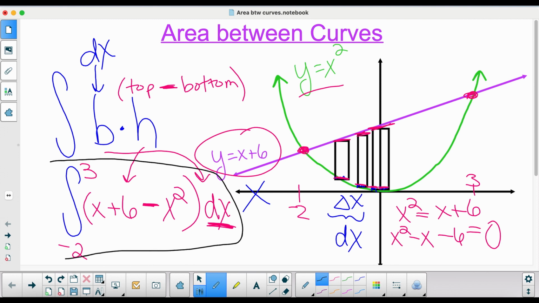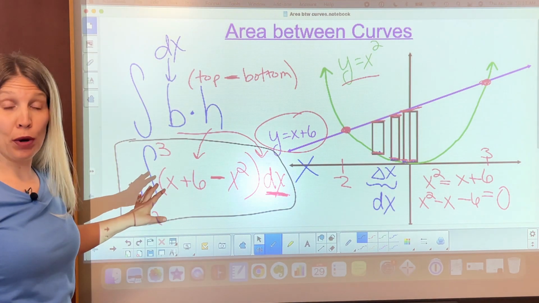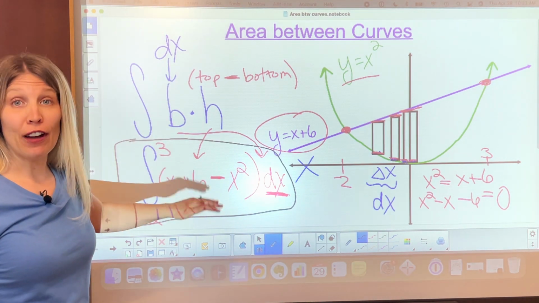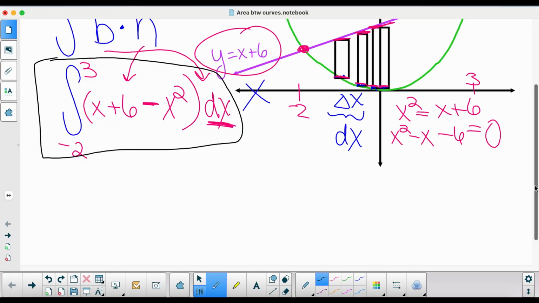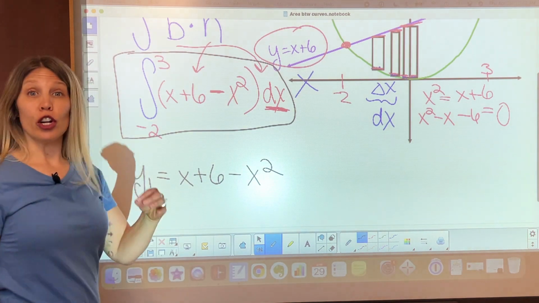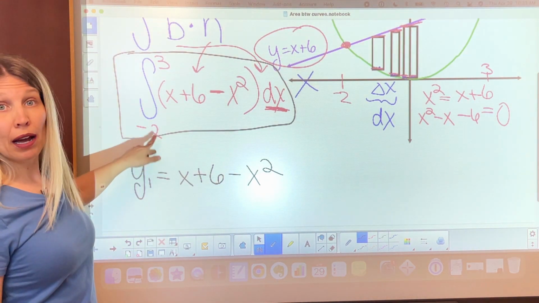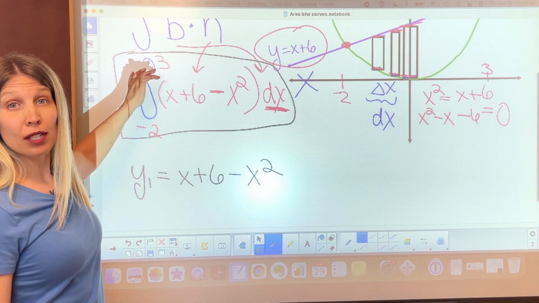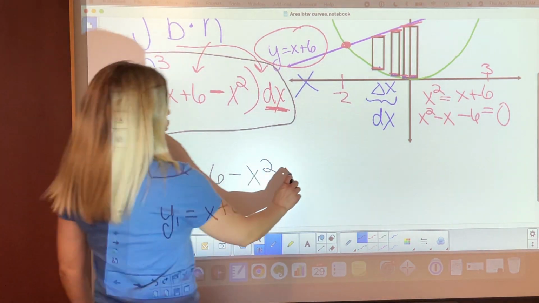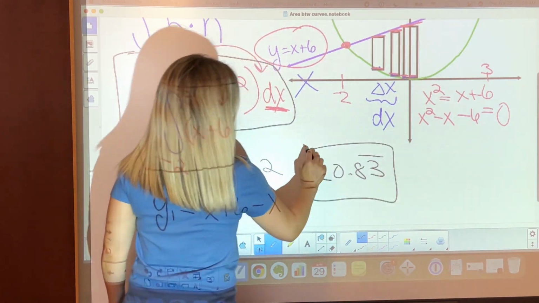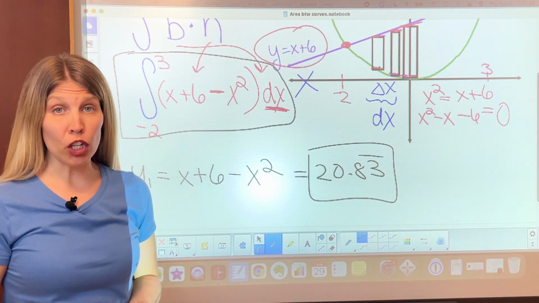Here is your equation that you need for this problem. The next step is you're going to stick this in your calculator and find the integral. So in your calculator, in y1, you're just going to put x plus 6 minus x squared. You're going to go to your integrate button. You're going to put -2 in for your lower bound and 3 for your upper bound to get your answer. And you should get 20.83 repeating.